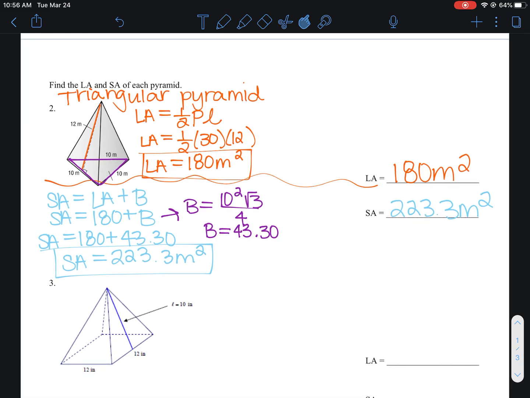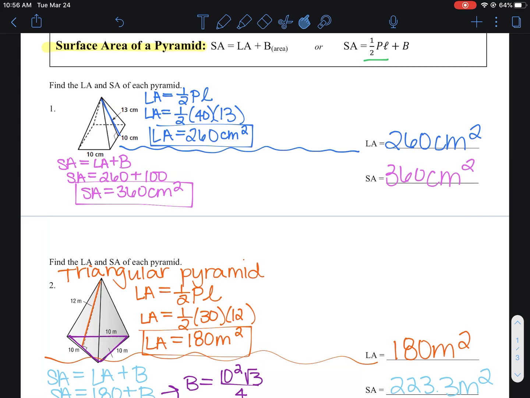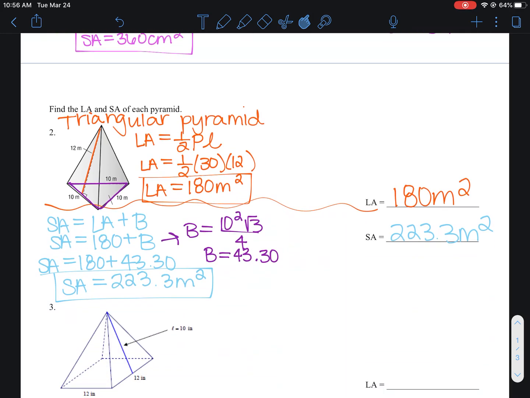223.3 meters squared. The only thing that really changes from problem to problem in what formulas you're using is what shape your base is. The first one up here was just a rectangle or square base, so it was really easy just to remember base times height for that base. But this base was an equilateral triangle, so that's why I wrote it out in purple to show you that you would have to use a different formula for the area of the base because it's a different shape. Okay.